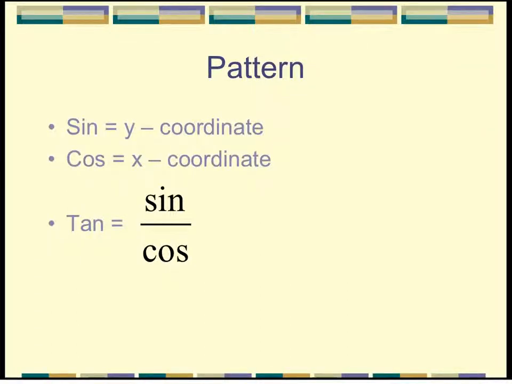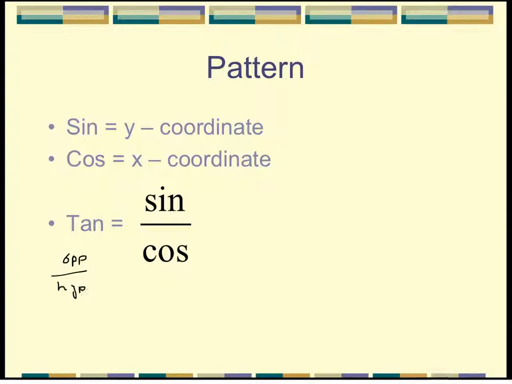Okay, so in our previous video, we discussed how we have a pattern, and the one thing we didn't talk about is tangent, which is the very last thing. But we have sine is equal to the y-coordinate and cosine is equal to the x-coordinate. And then tangent is opposite over hypotenuse, right?